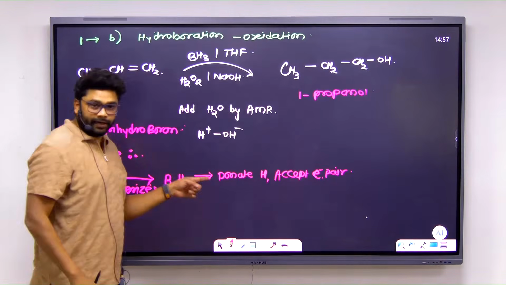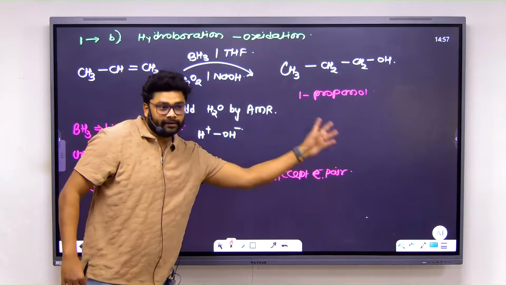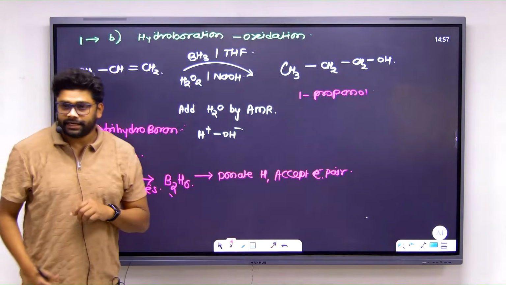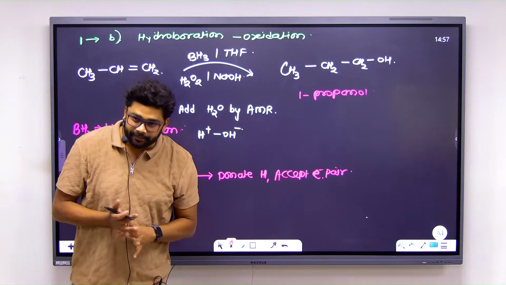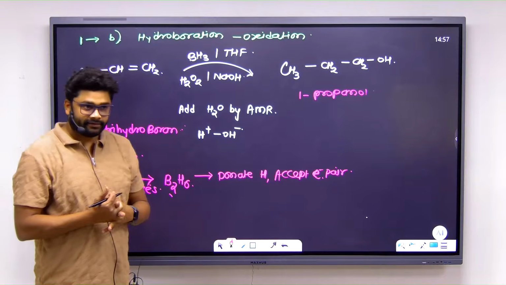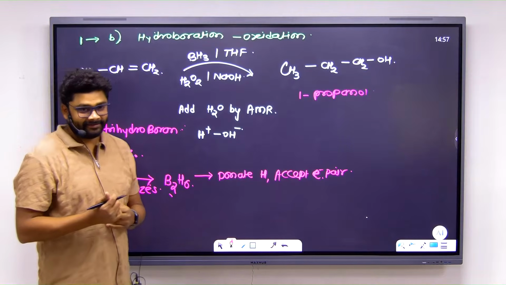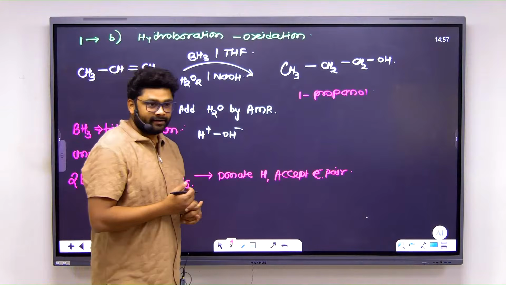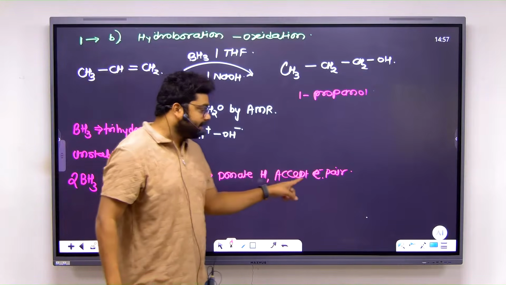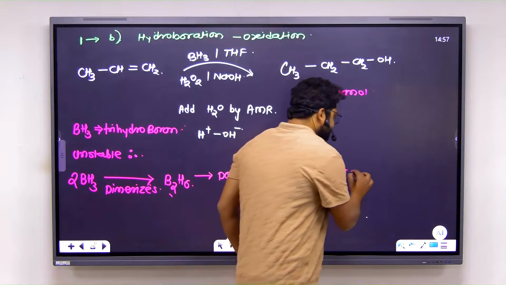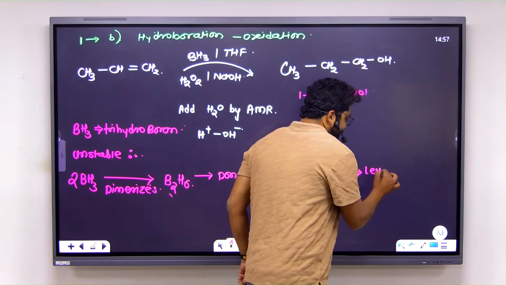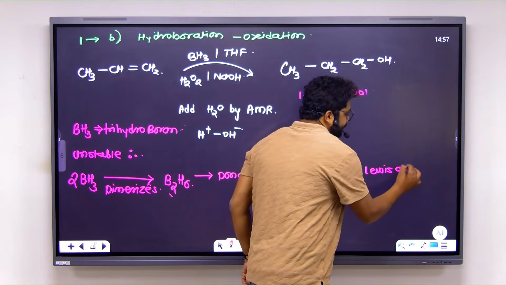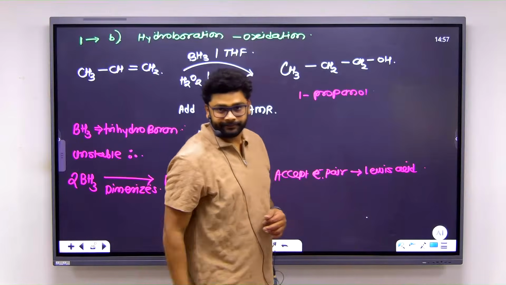Very simple job of BH3. What? Donate hydrogen and accept what? Electron pair. It behaves as what? Acid or base? How does it behave? H plus donor and electron acceptor. It is a Lewis acid. It behaves as a Lewis acid.